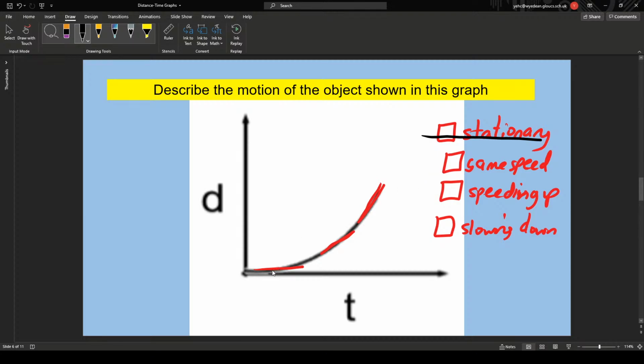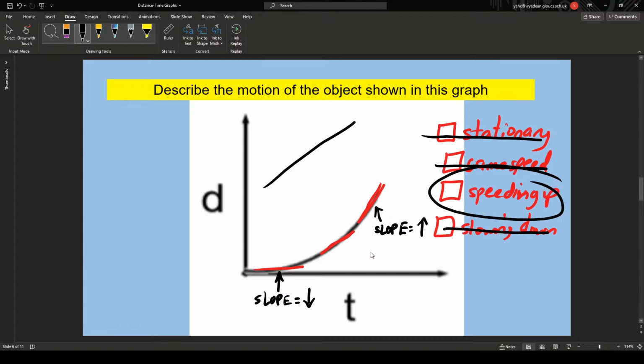And because it's not the same slope the whole way through, we have a low slope here, a medium slope here, and then the highest slope here. It can't be the same speed. Otherwise it'd be this shape where it's the same gradient the whole way through. It's not slowing down because we see that at this point the gradient is the lowest, and at this point the gradient is the highest. So if it went from a low speed to a high speed, it can't be slowing down, it has to be speeding up.